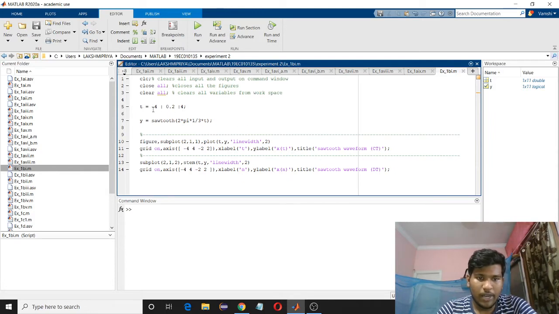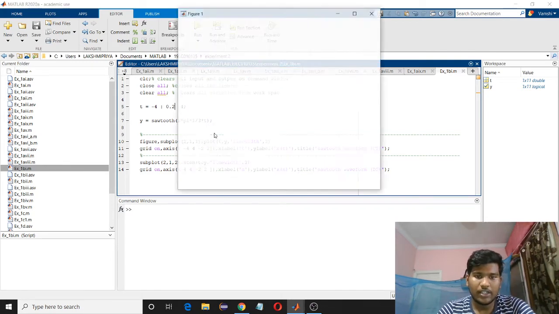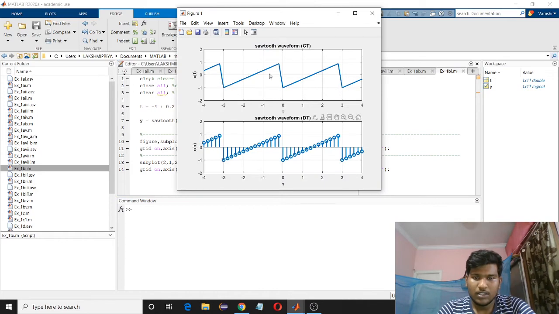So t is running from -4 to 4 with an incrementation of 0.2. We have an inbuilt function to plot the sawtooth waveform. We have taken time period as 3 seconds. So this is in continuous time signal, this is in discrete time signal.